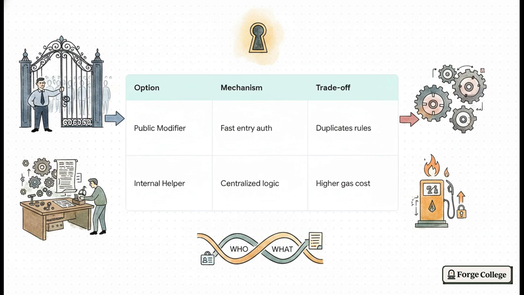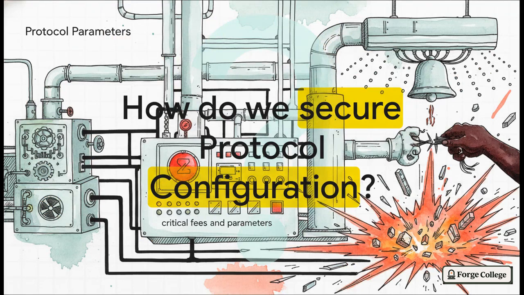Actually, it's a hybrid. You want to use a lightweight role modifier right at the public entry point to quickly verify who they are, and then call into your modular internal helpers to enforce specific invariants, like checking supply caps to verify what they're doing. Best of both worlds. Let's pivot to our second scenario.